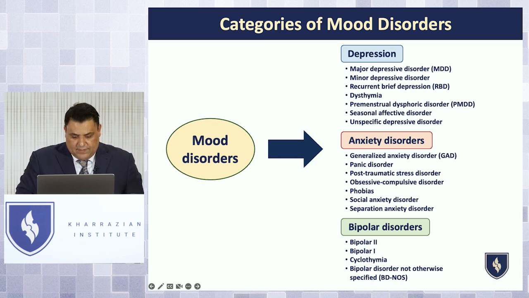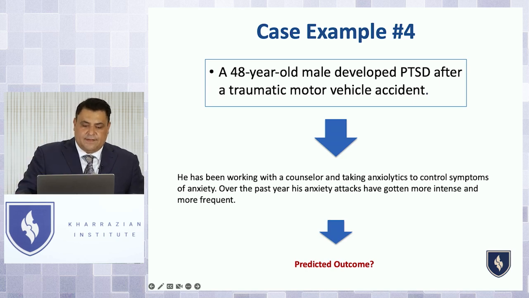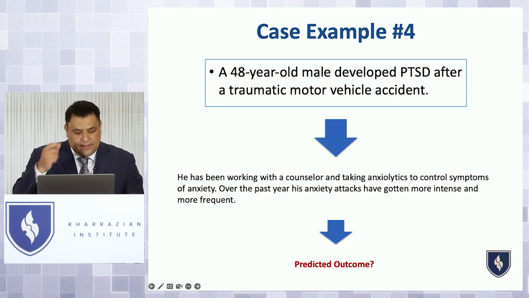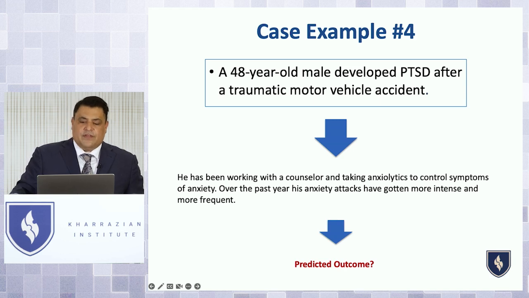Now, if we go back to some of these case studies we had with anxiety, let's talk about some of these. A 48-year-old male developed PTSD after a traumatic motor vehicle accident. He is working with a counselor and taking anxiolytics to control symptoms of anxiety. Over the past year, his anxiety attacks have gotten much more intense and more frequent. So the car accident itself impacted PTSD. Now, there could have also been injury to the brain. So the question is, are you going to treat this as a person who has a nutrient deficiency, or are you going to treat this as a person who's got an injured brain? And these are the things that I really want to go into detail with when we get through the course.